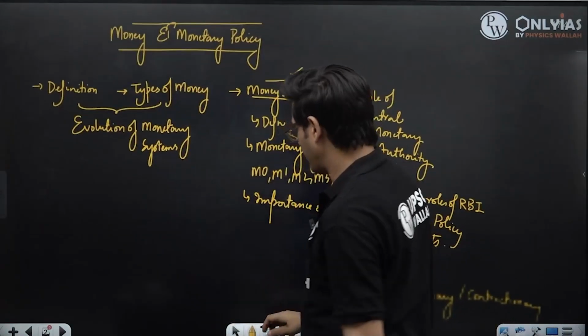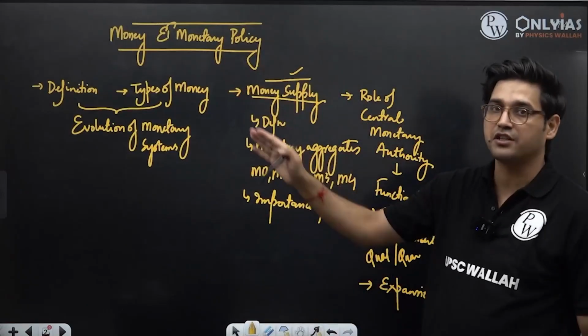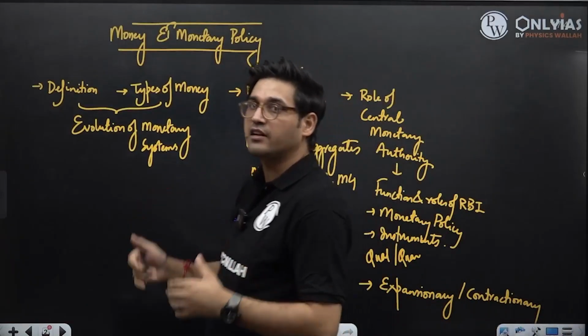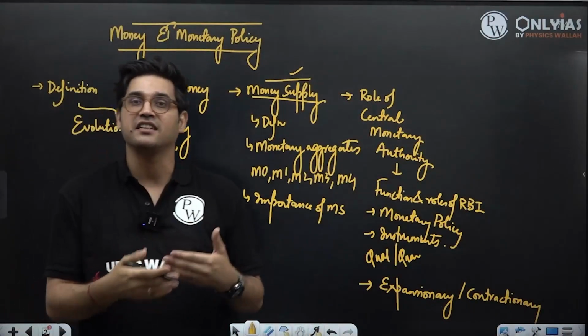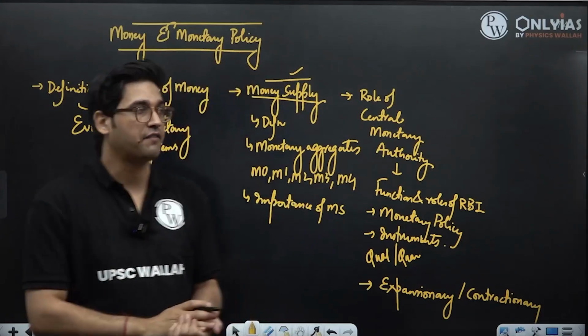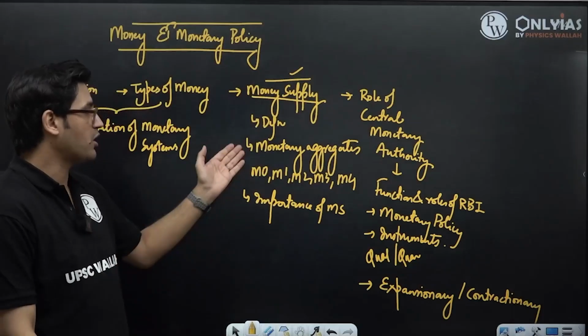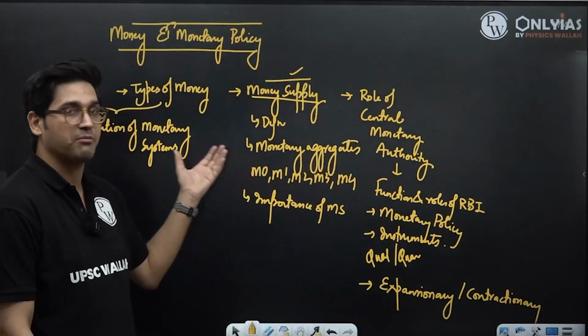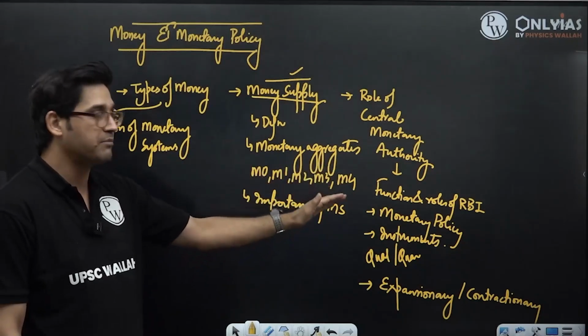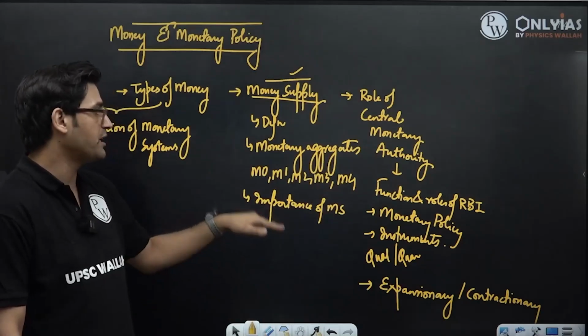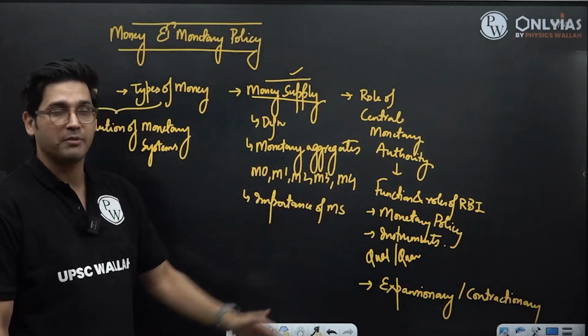These are the topics that we'll be covering. Starting with the definition, then types of money. This we will understand by discussing the evolution of money. Thereafter, we will be discussing money supply. What do we mean by money supply? What are the various monetary aggregates? What do we mean by M0, M1, M2, M3 and M4? What do we mean by the importance of money supply?